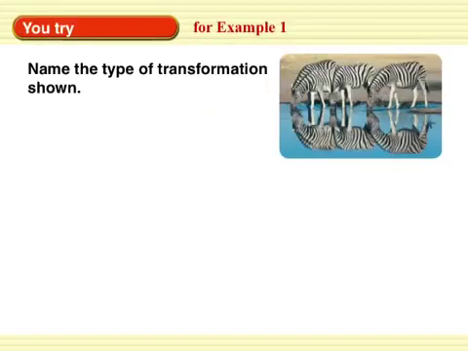You try. Name the type of transformation shown. Yeah, it's a reflection of the zebras in the water. Sort of a horizontal reflection. Okay? Wow.